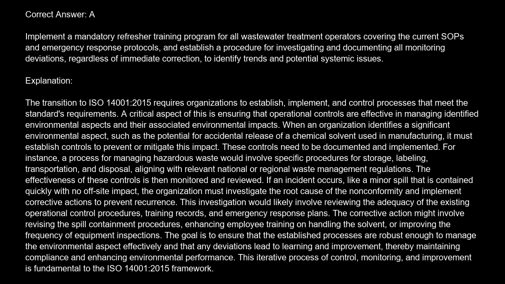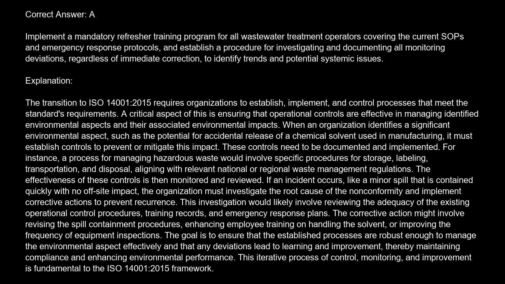For instance, a process for managing hazardous waste would involve specific procedures for storage, labeling, transportation, and disposal, aligning with relevant national or regional waste management regulations. The effectiveness of these controls is then monitored and reviewed. If an incident occurs, like a minor spill that is contained quickly with no off-site impact, the organization must investigate the root cause of the nonconformity and implement corrective actions to prevent recurrence.